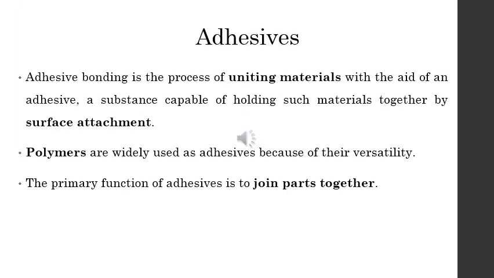Next part of the presentation is about adhesives and printing inks. So adhesive bonding is a process of uniting material with the help of adhesives. Adhesive is nothing but a substance capable of holding materials together by surface attachment. Generally, the adhesives are nothing but the polymers, and the primary function is to join the parts together.